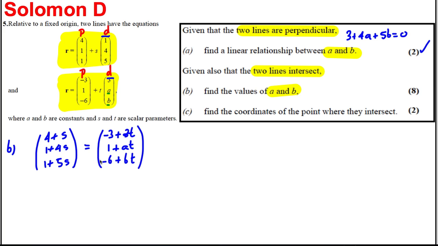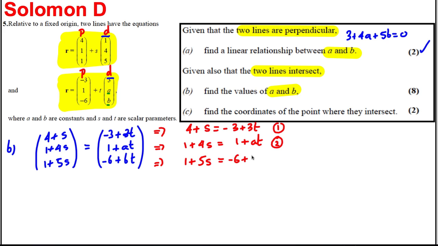Okay, and so we have got ourselves 3 equations from this. We can get the following equation, that 4 plus S must be equal to negative 3 plus 3t. That's equation 1. We can also determine that 1 plus 4S must be equal to 1 plus At, which is equation 2. And we can also determine that 1 plus 5S is going to equal negative 6 plus Bt.